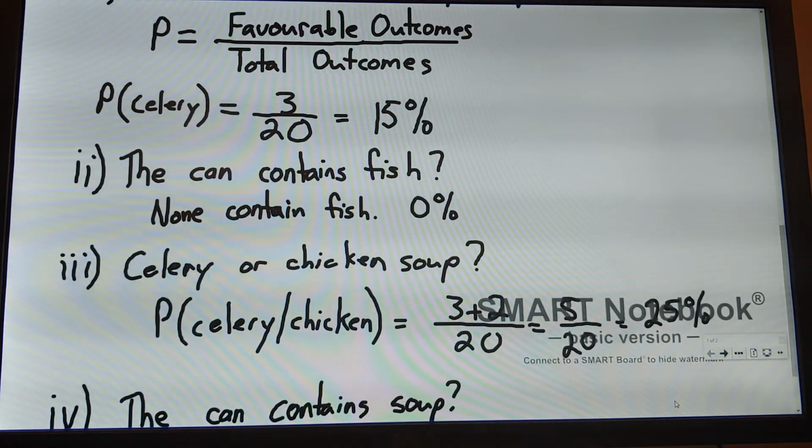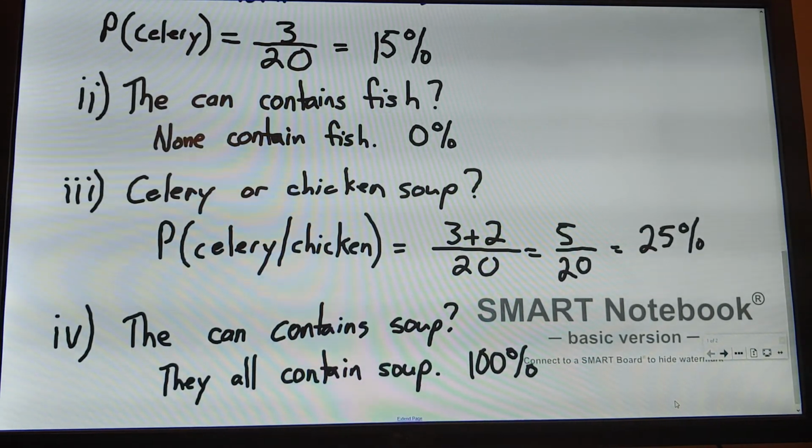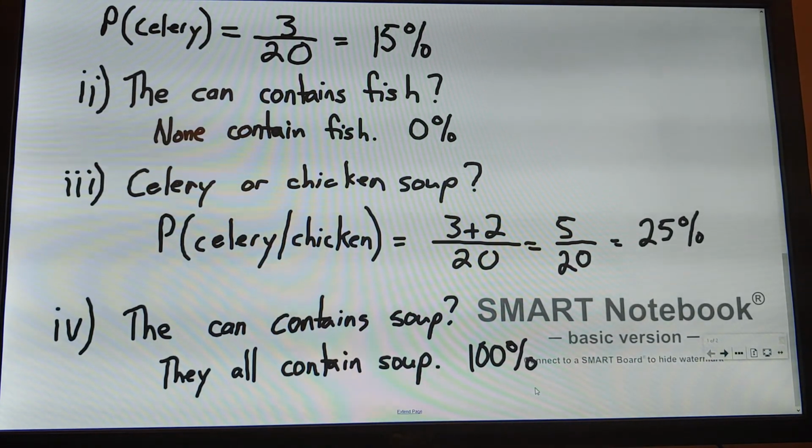And then the probability that the can contains soup. Well, yes, they all contain soup. You open one of those, you're getting soup. So that one's a certainty of 100%.